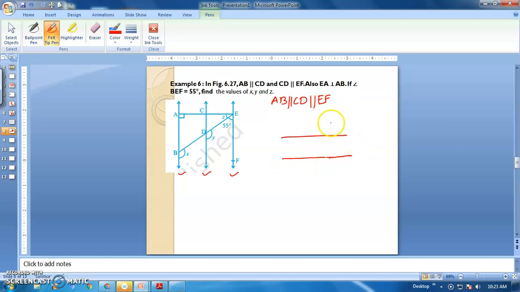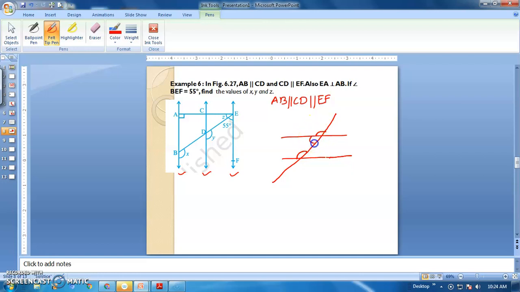So these are two parallel lines, and if there is a transversal, then 8 angles are formed. This angle and this angle are the same, that is, they are corresponding angles. These two angles lie above the line and also to the left of the transversal. Therefore they are corresponding angles.